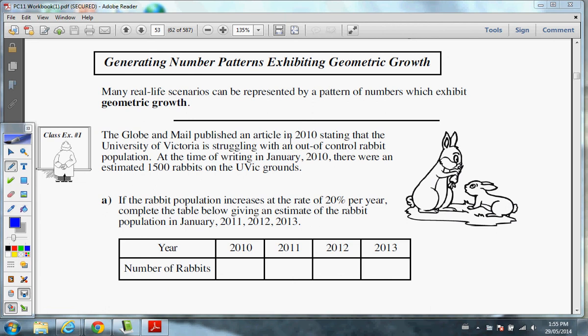Alright, so going on to Sequence Series Lesson 6. This is Unit 5, Lesson 6. We're talking about geometric growth and decay.